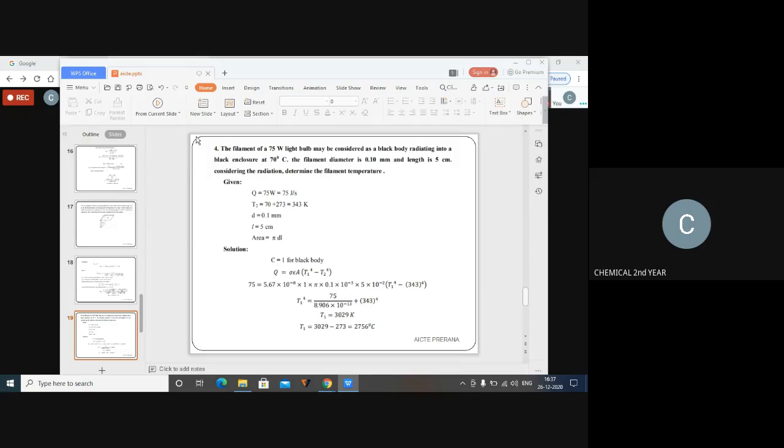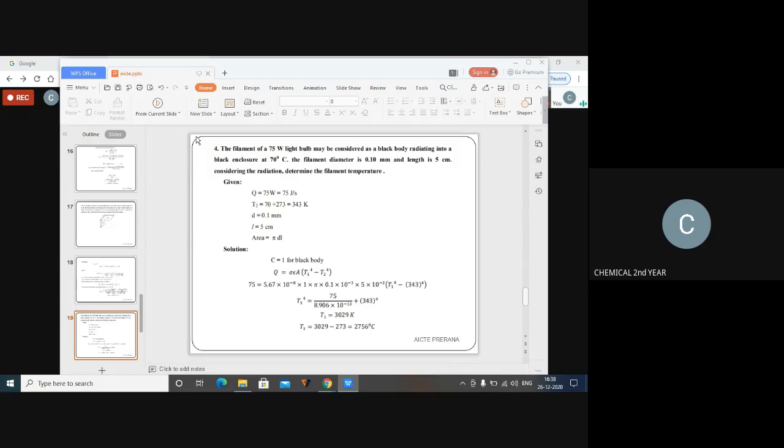Next problem. The filament of a 75-watt light bulb may be considered as a black body radiating into a black enclosure at 70 degrees Celsius. The filament diameter is given as 0.10 millimeter and length is 5 centimeter. Considering the radiation, determine the filament temperature.